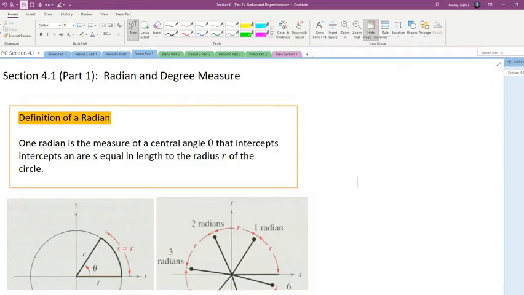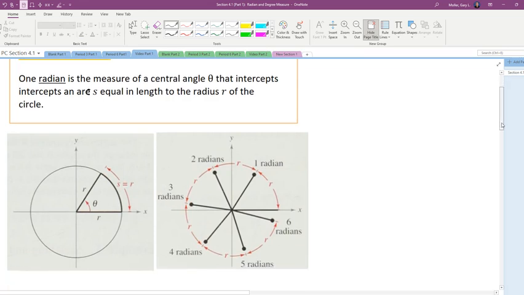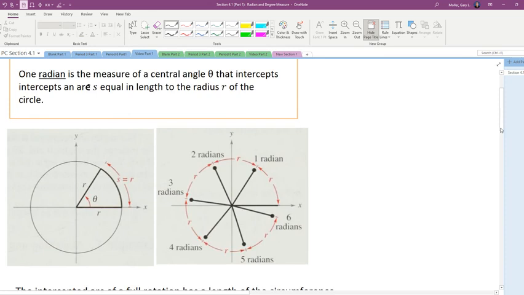In this video, we're going to be talking about section 4.1, part 1. We've already spent quite a bit of time talking about radians compared to degree measures, so I'm going to go through this pretty quickly. As you know, 1 radian has been defined as the measure of a central angle theta that intercepts an arc, S, in length, and it happens to be the same length as the radius. Now, written down, it's a little awkward, but visually, we can kind of see what's going on here.